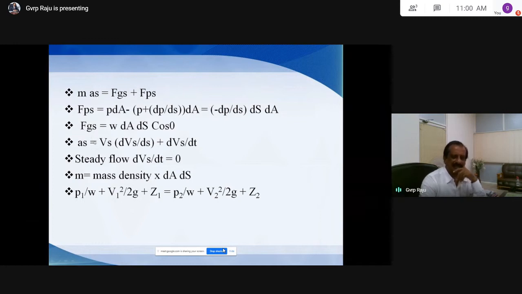And resulting are, we have acceleration As and also mass. Mass density is mass by volume. So mass is equal to mass density into volume. So m, we can take mass density rho into dA ds, the volume. So m is known here, FGS is known, FPS is known, and now it is As. As is the tangential acceleration.